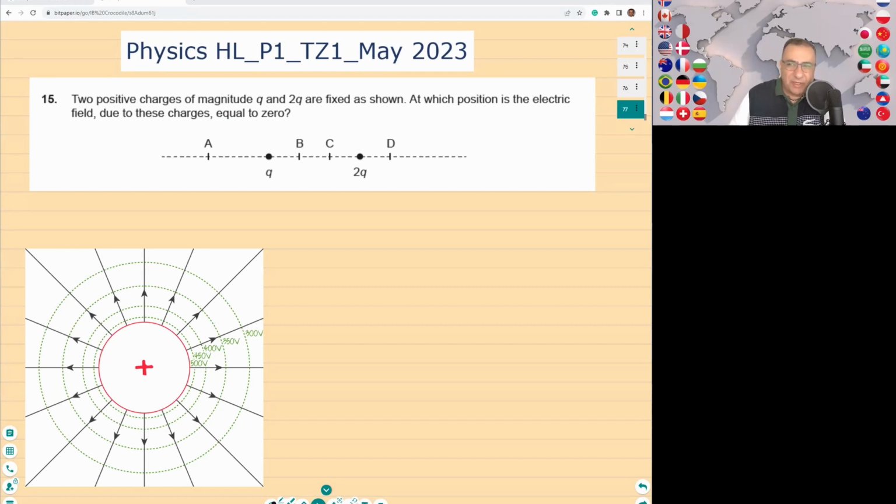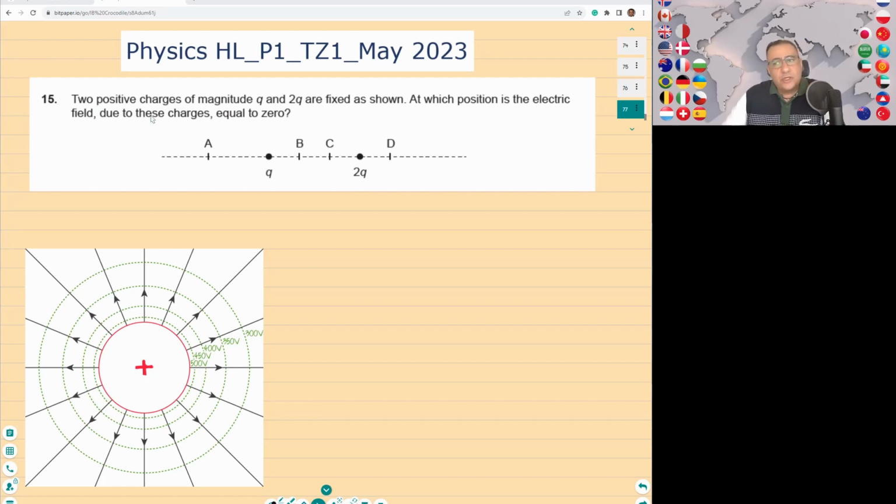Let's have a look at this past paper question. Paper 1, Physics IB High Level, Time Zone 1, May 2023, number 15. The same question appeared as number 18 in Paper 1, SL, the standard level paper, the same session, May 2023.